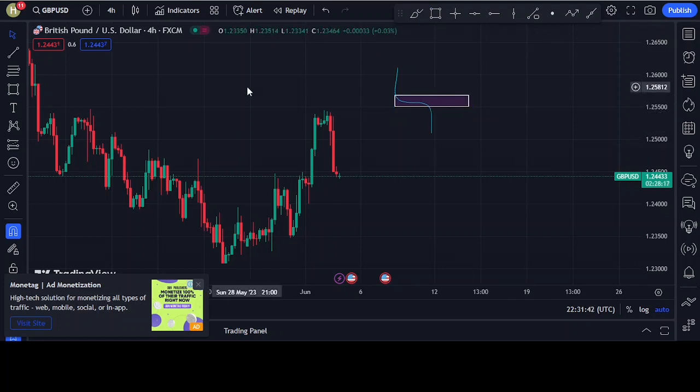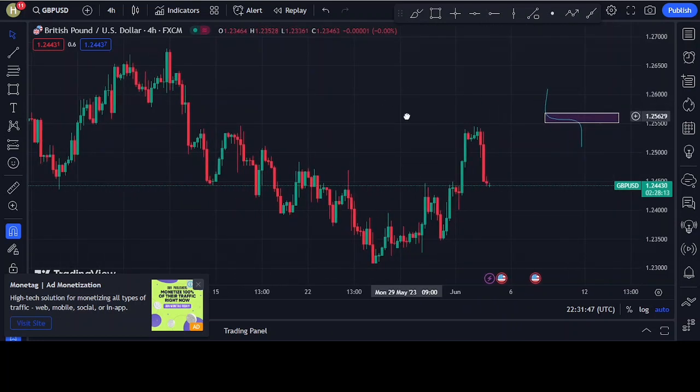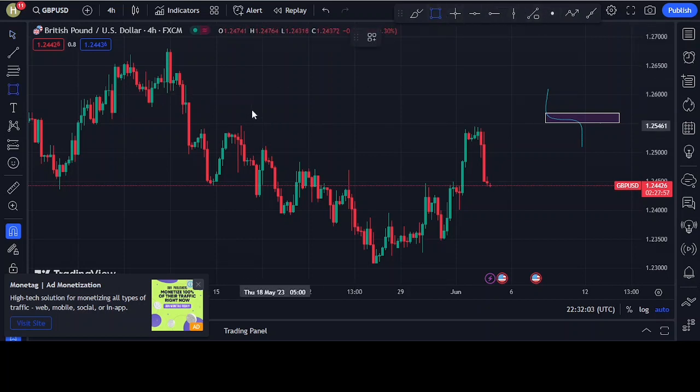Do we have an example here? Yeah, we have a good example here of a drop base drop. You can see here price dropped, had a consolidation phase, then a further drop. So until you have a drop lower, you can't have a supply zone. So let's draw that supply zone. This will be your supply zone. Perfect.